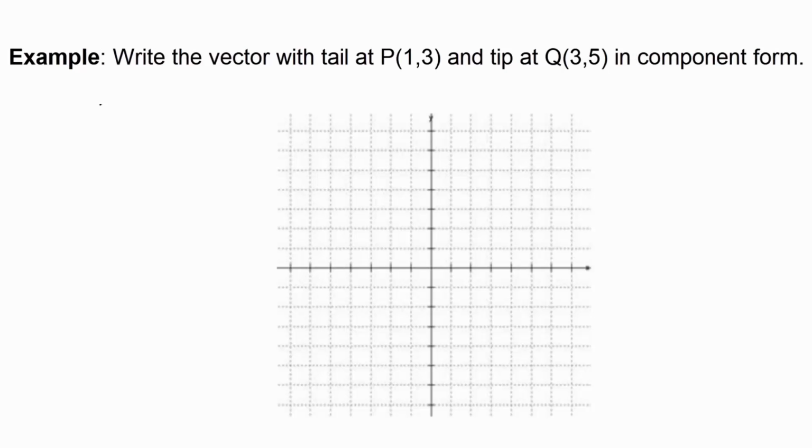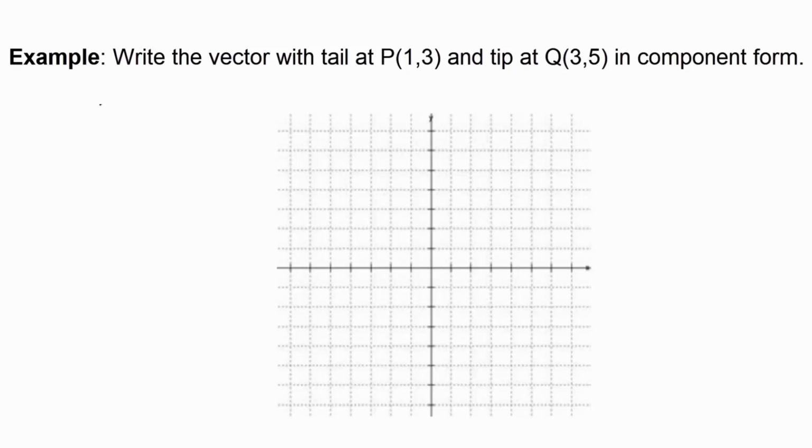Here's an example. Write the vector with tail at P, which is just labeling the point, so the tail is at 1, 3, and I'm calling that point P. So that's where the tail is, and the tip is at the point 3, 5, and I'm calling that Q. And I want to write that in component form.